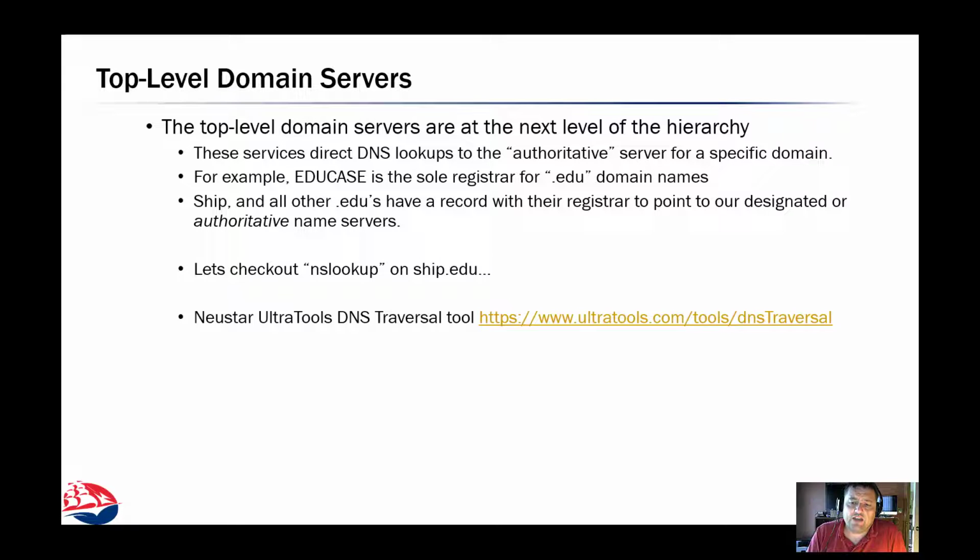EDUCAUSE is an advocacy group for technology and education, and it manages all of .edu domain name assignments. And so it's kind of hard to find really a lot of information about how they resolve names. But for this example, we have ship.edu as our domain name, and to get this, we were the first ones to ask for it. So back in the early 1990s, someone on campus, as we were getting ready to get on the internet, registered the name with EDUCAUSE, and that became our domain name.